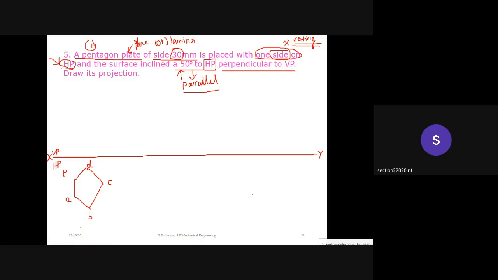Yes, sir. Okay. So now I need to draw the front view. If I need to draw the front view, I need to look from here. Can anyone tell me, if I look from here, which points are visible to me? A, B, C. Yes, very good. That is the correct answer. I can see this point, this point, and this point. I cannot see D and E.